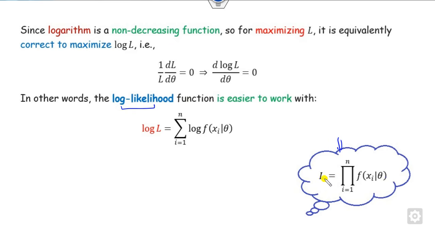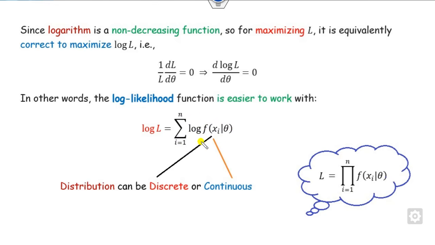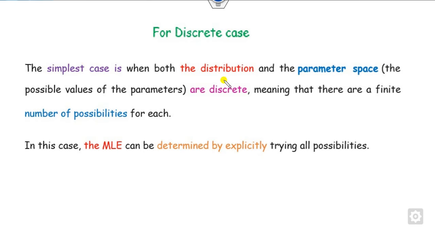So what is that? If you take the log of this, all of you know that the log of a product is nothing but the sum of the logs. So I can write here a summation. Now you can see that we can easily take the differentiation of this instead of the product form. Now it again depends upon this function f, whether it is discrete or continuous. For example, when it is a discrete function, it is one of the simplest cases, because all the parameters and distributions are of discrete nature, with finitely many possibilities.